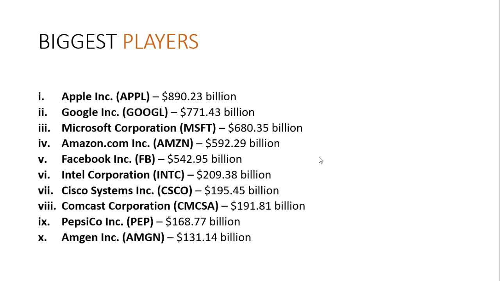Different from Forex, which most of you are familiar with, where we are trading currencies, here we are trading a composite of companies. Nasdaq is a composite. Composite means in Nasdaq 100 we have the top 100 companies in the Nasdaq Stock Exchange. But here the biggest players are these 10: Apple, Google, Microsoft, Amazon, Facebook, Intel, Cisco, Costco, Pepsi, and Amgen.